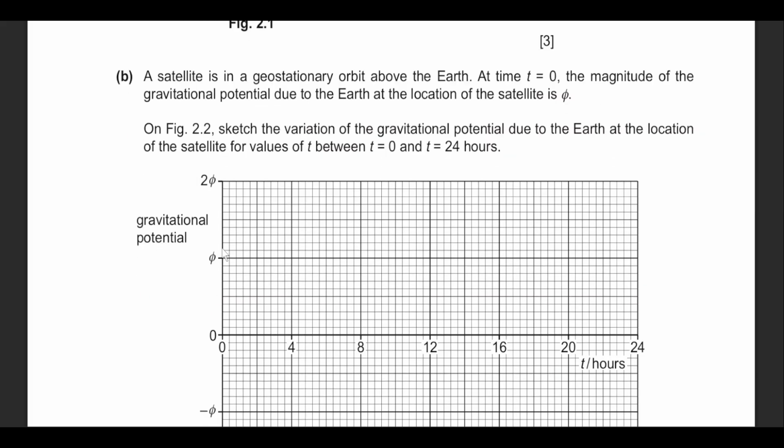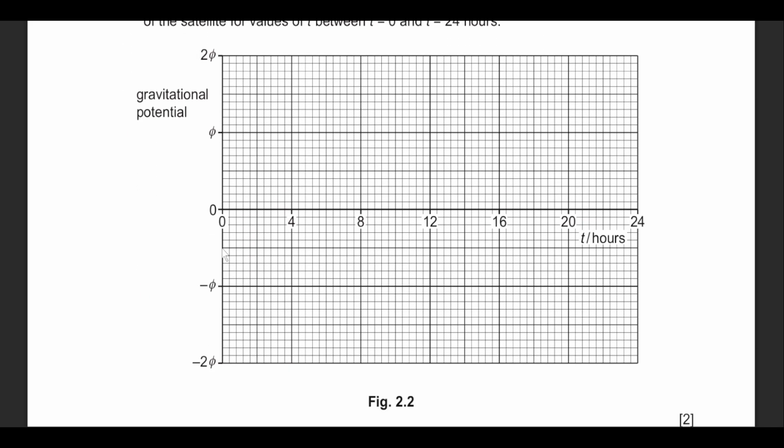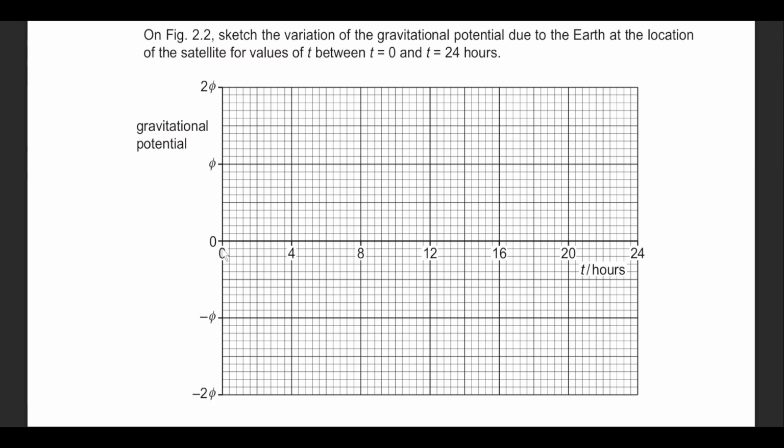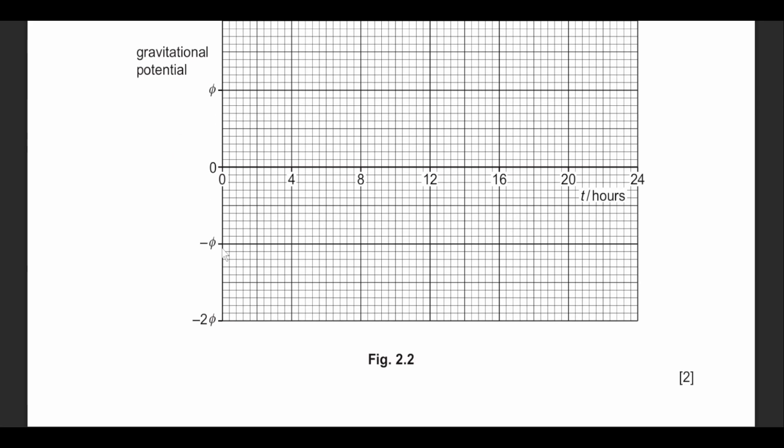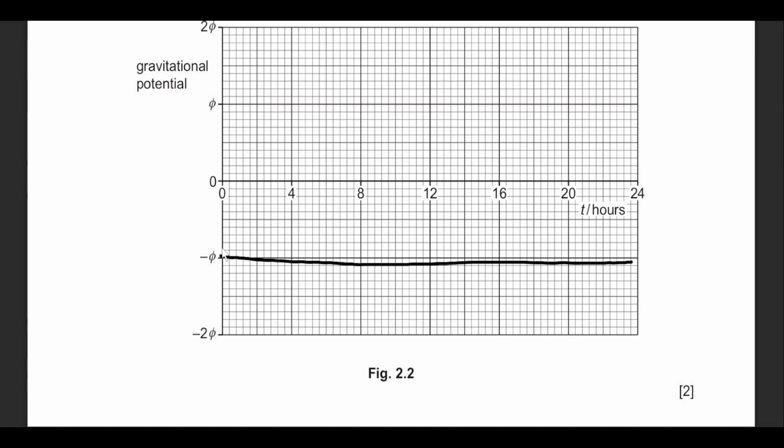He says, draw the graph of gravitational potential. Now, since the height or the location of the satellite is not changing, the gravitational potential energy will also not change. So that's why it will have a constant value of negative phi, for example, at this place. It's not changing, so it's going to be a straight line. The height is not changing, that is why it's going to be this line.